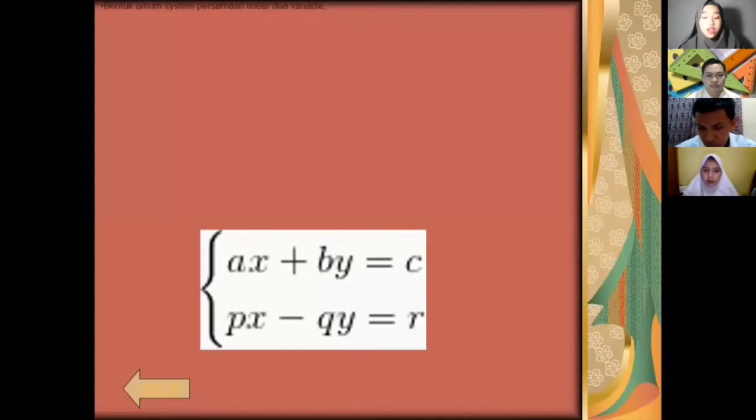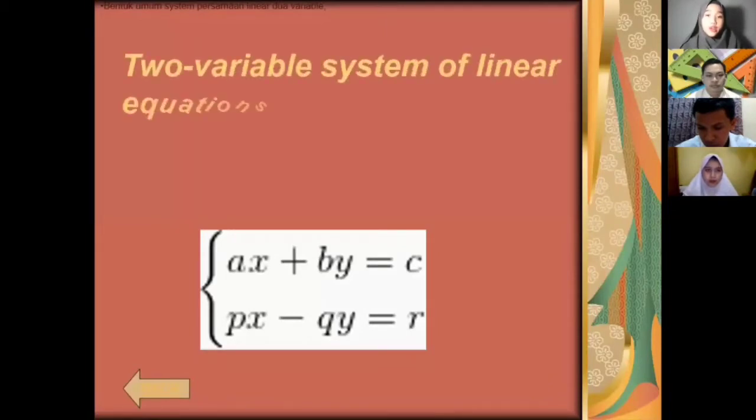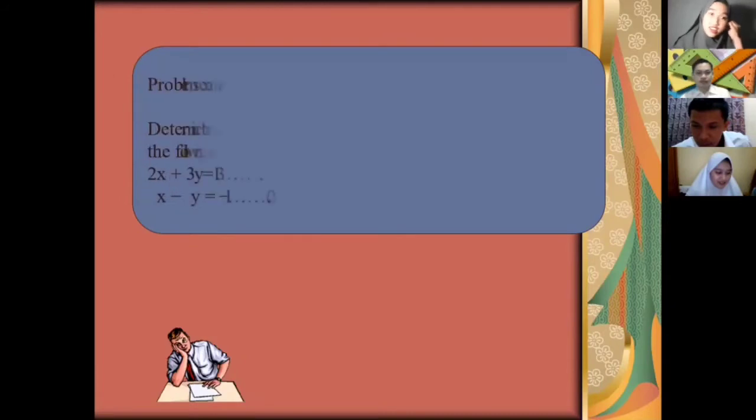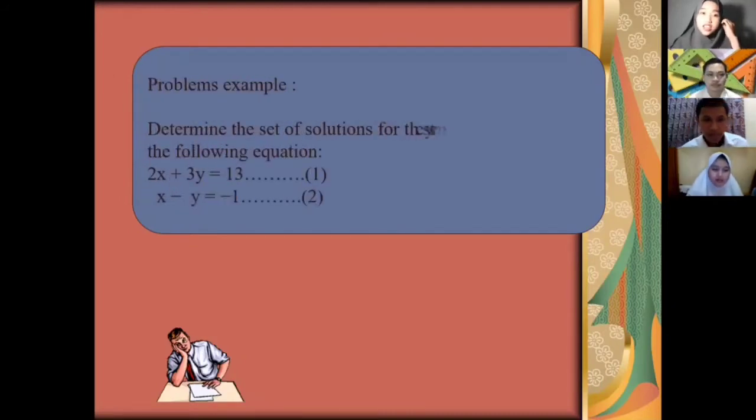Okay, let's continue. First is the two-variable system of linear equations. And there is a general form of a two-variable system of linear equations: ax plus by equals c and px minus qy equals r. There are problem examples, but before we continue, is there anything you would like to ask?